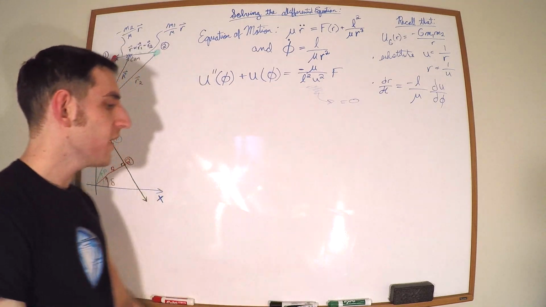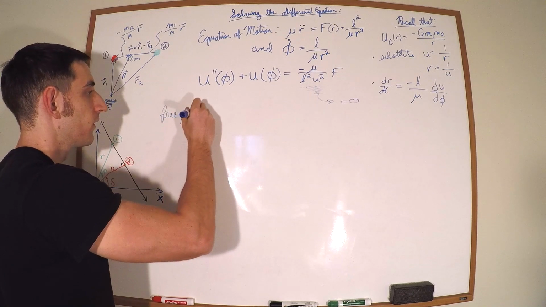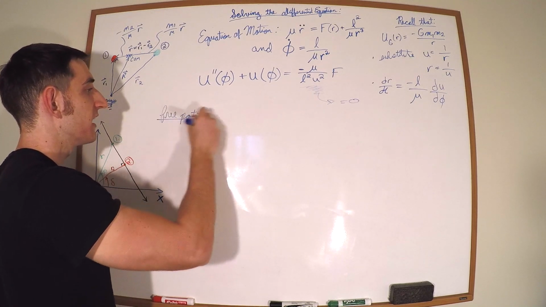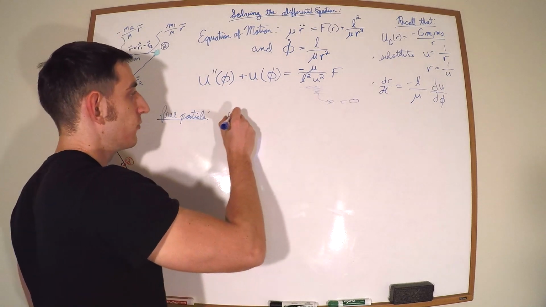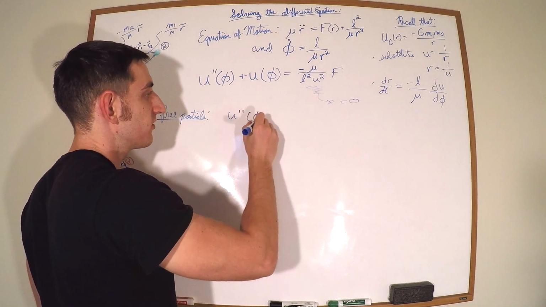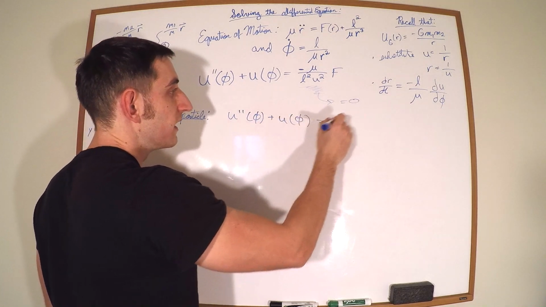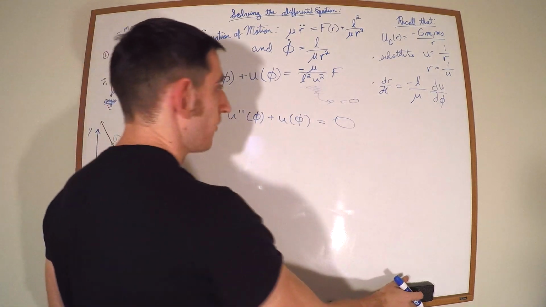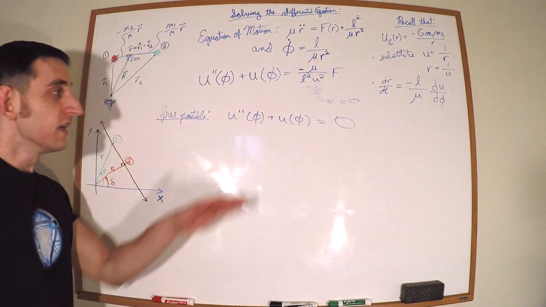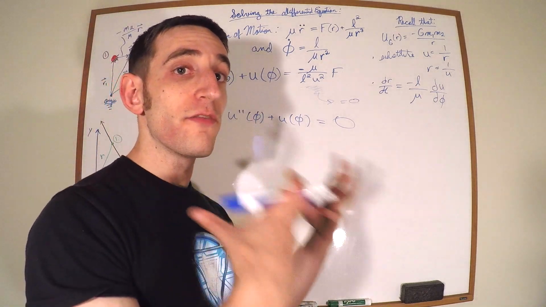So if you have a free particle, you end up with a very, very simplified equation of motion. Basically, you end up with u prime prime sub phi plus u sub phi is equal to 0. There's no net force upon it. So if we solve this, what do we expect to find? This should converge upon reality.